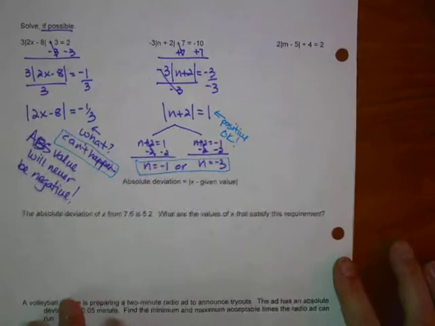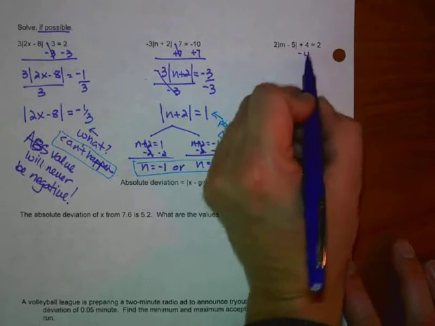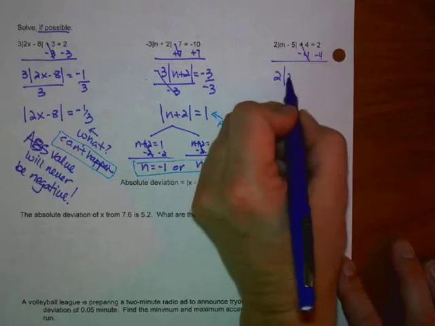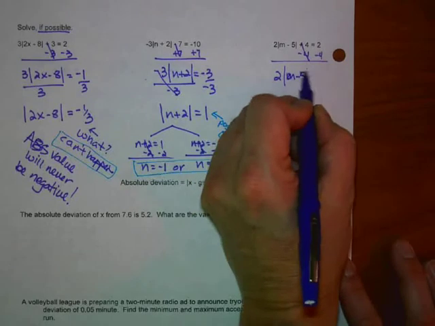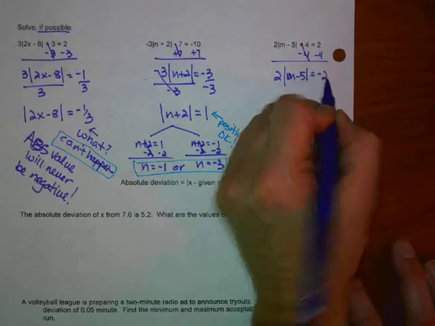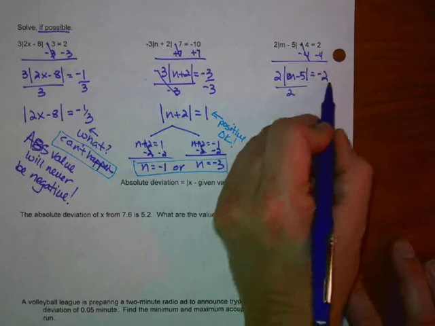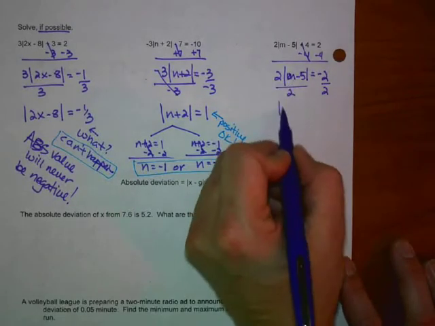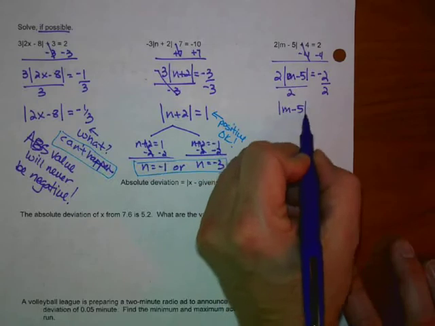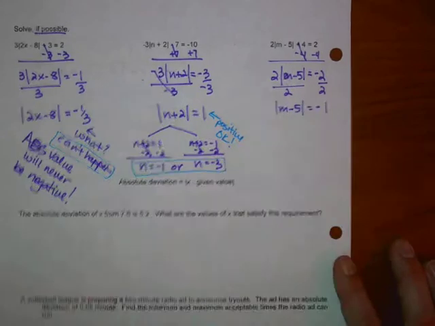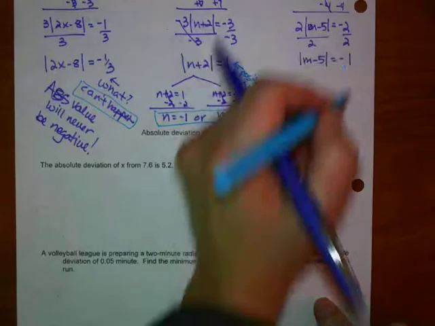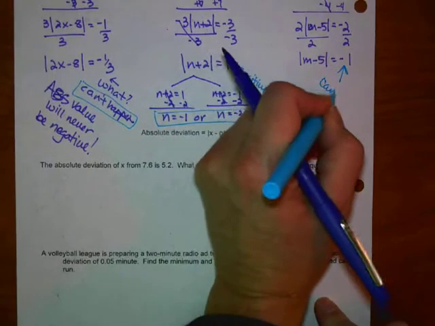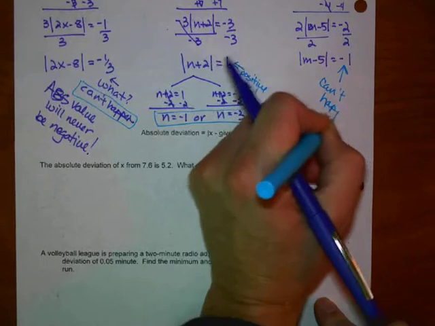All right, let's just look at one more here. Subtract 4 from both sides. Let's see what happens. 2 times the absolute value of m minus 5 equals negative 2. When I divide by positive 2 here to get this by itself, I'm going to get the absolute value of m minus 5 equals negative 1. Again, this cannot happen. Absolute value cannot be a negative. So you can stop.